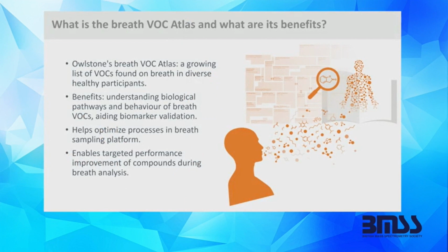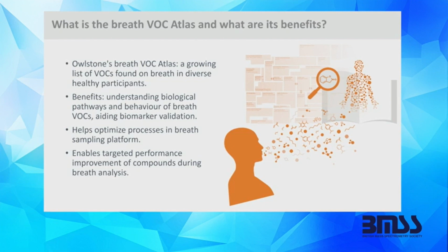It is an ever-growing list of VOCs that exist on breath, differentiated from background contamination and found repeatedly in a human population. Next, the question is, what are the benefits of the Breath VOC Atlas? Firstly, knowing what a VOC on breath really is provides an understanding of the underpinning biological pathways, which enables us to really understand how breath VOCs behave in different populations. This aids better study designs and speeding up of biomarker validation.